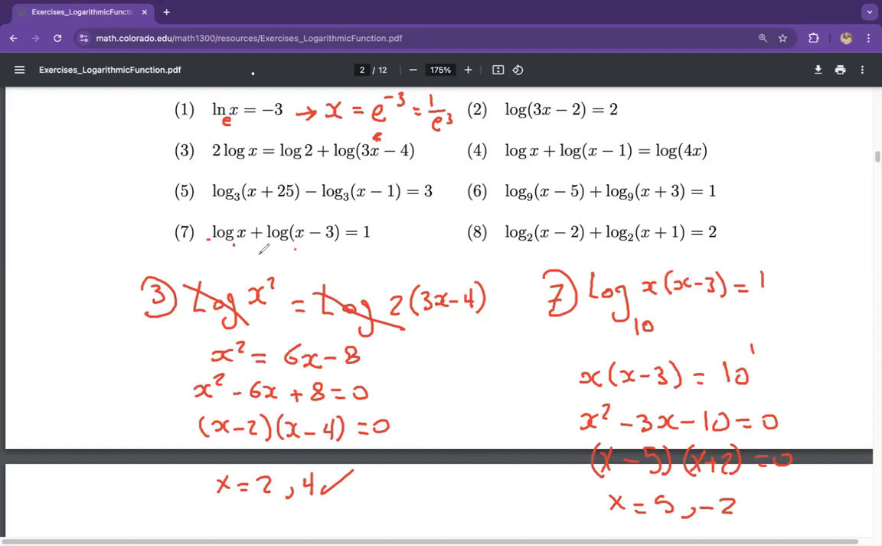Now the -2, if you go back and put it here, you're getting a negative number. So you cannot log a negative number. So -2 has to be rejected. The 5 works on both of them. So that's the answer. X equals 5. Now, based on that, I would like you to do these questions right here.